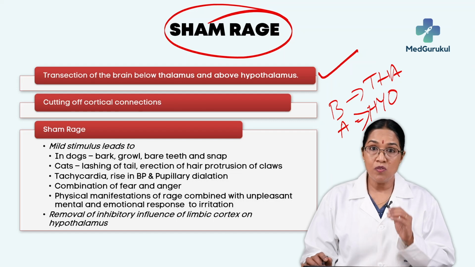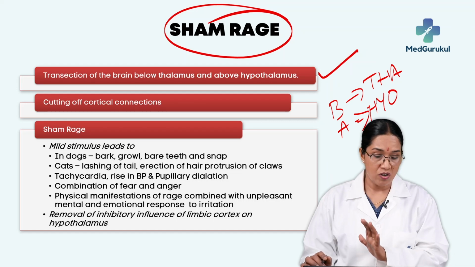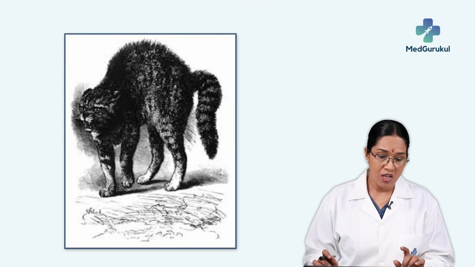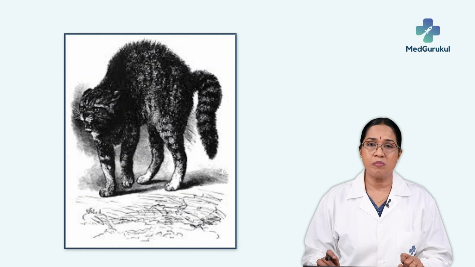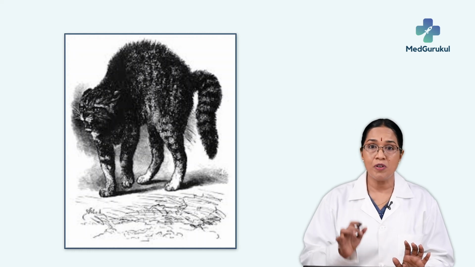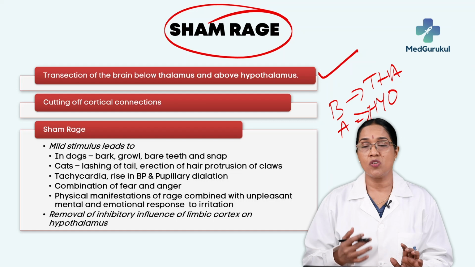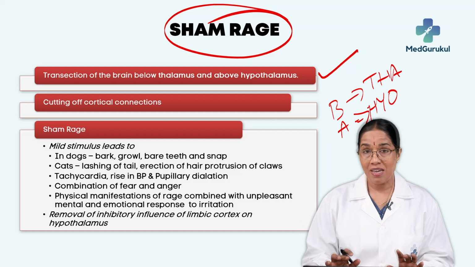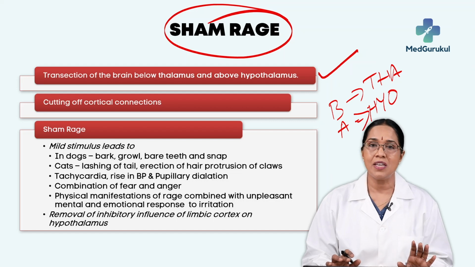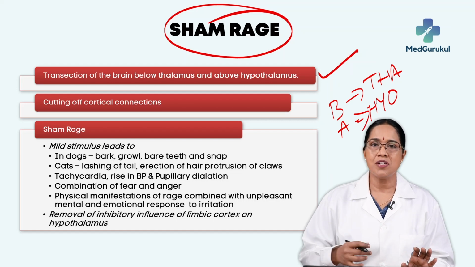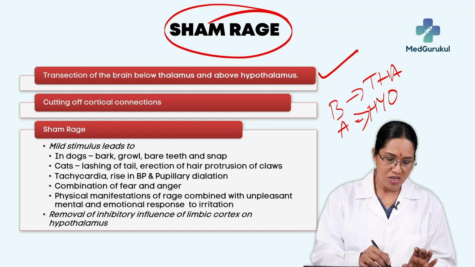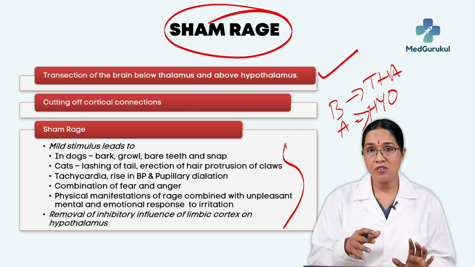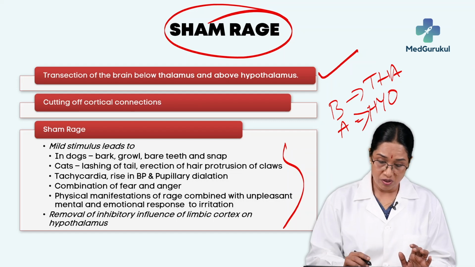And this is due to the removal of the inhibitory influence of the limbic cortex on the hypothalamus. See in the cat, you can see in this picture, the lashing of the tail, the nails protruded, the hair erection, the pupillary dilation. All these are the responses when a mild stimulus gives such a huge response, the sham rage response in the cat. And dogs also, we have specifically, any mild stimulation is enough to cause all these changes in the animal. To create all this, the cortical connections are cut below the thalamus and above the hypothalamus.